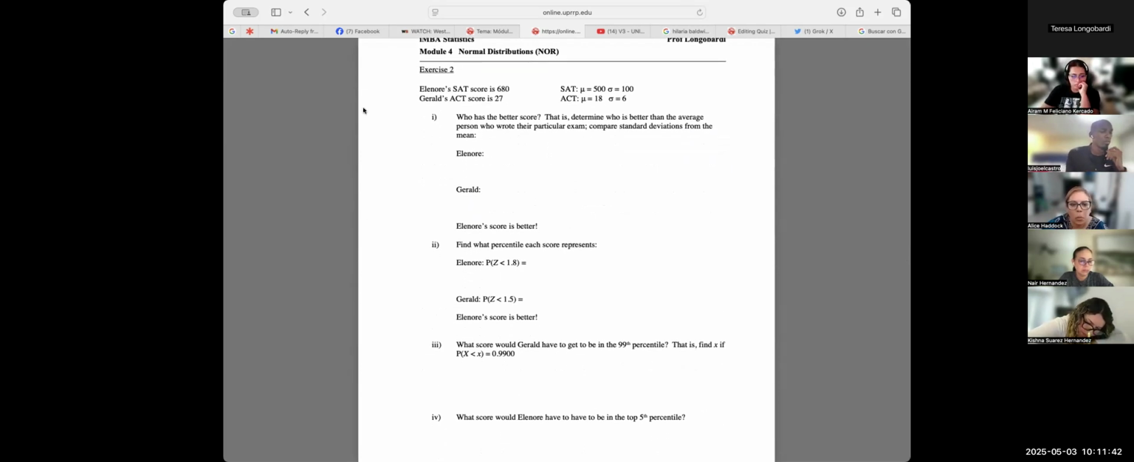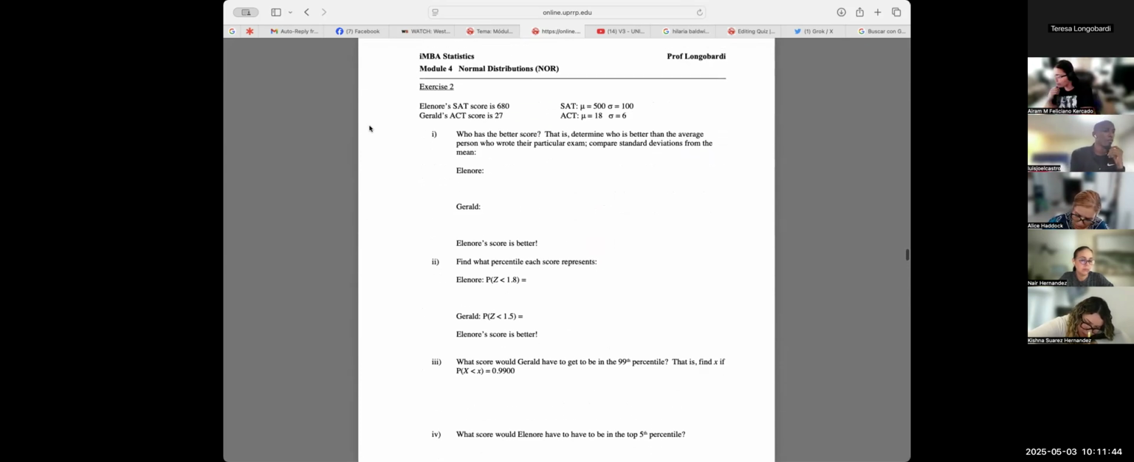And here, I do the same thing on page 20. I do the same thing with the scores. So you want to compare two students, but they wrote different exams. One wrote the SAT and one wrote the ACT. So who has the better score? How do we decide that? Well, we use the same technique. Standardize. Standardize Eleanor's 680 with her group average and standard deviation, and standardize Gerald with his group mean and standard deviation. And now we can compare them.